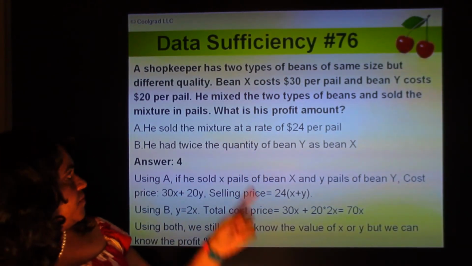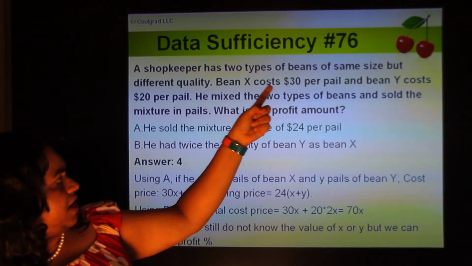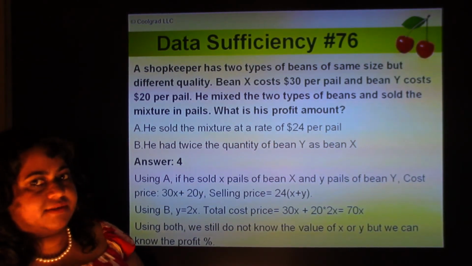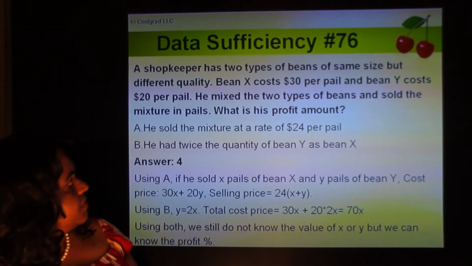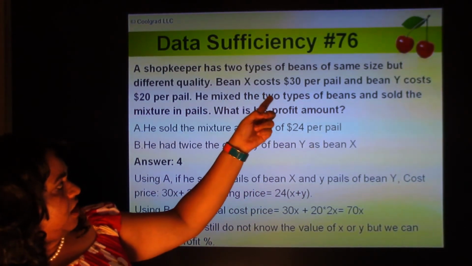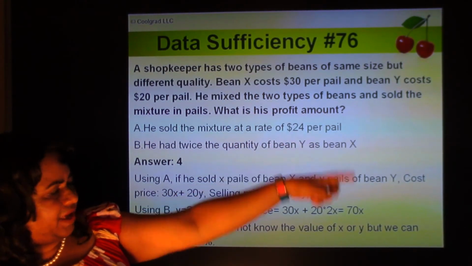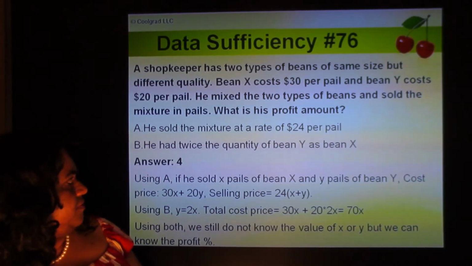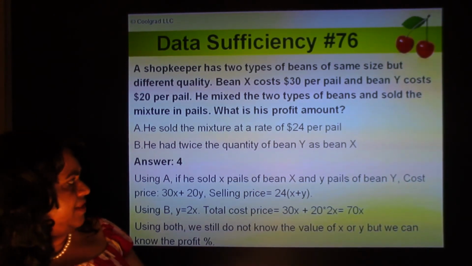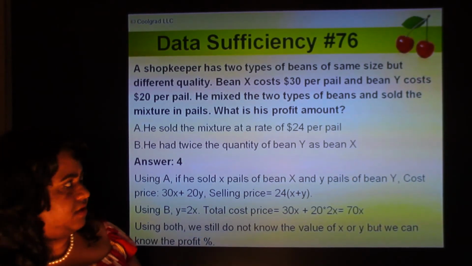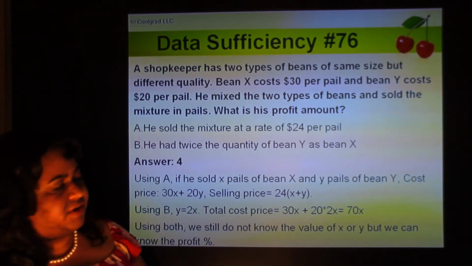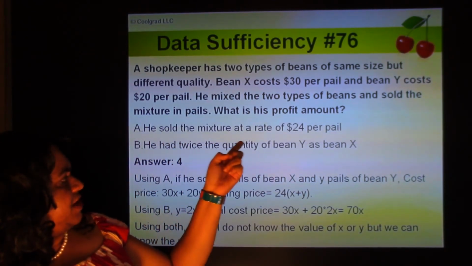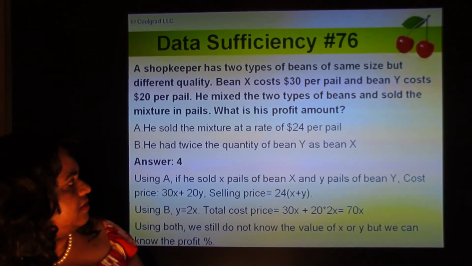Question 76. A shopkeeper has 2 types of beans of the same size, but different quality. Okay, so 2 types, X and Y. Bean X costs $30 per pail, and bean Y costs $20 per pail. He mixed the 2 types of beans and sold the mixture in pails. What is his profit amount? Statement A. He sold the mixture at a rate of $24 per pail.